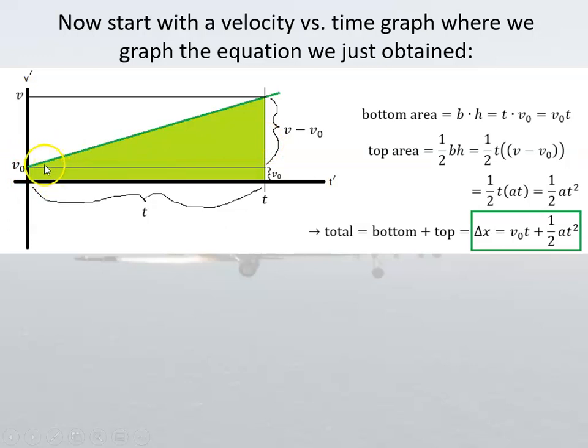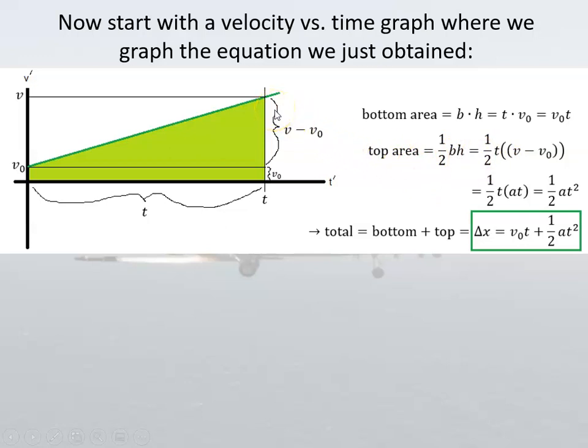So the area under the graph, this is a trapezoid. Now remember, the area of a trapezoid is base times average height, but this time it's actually more useful to think of our trapezoid as the sum of a rectangle and a triangle. So, well, okay, what about my rectangle? The rectangle is the bottom area, so that's going to be base times height, or base is t, height is v naught. So rearranging, we have bottom area is v naught times t. What about the top area? Well, the top area is the area of a triangle, but the area of a triangle is 1/2 base times height. The base is still t, the height is v minus v naught.